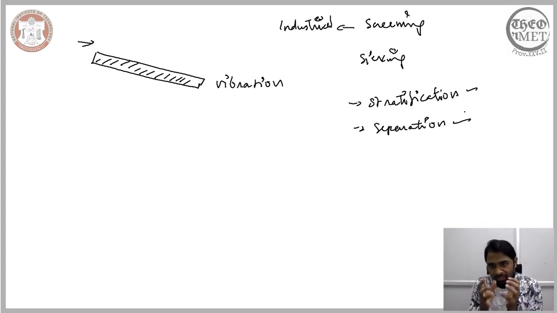So only when all the particles have a chance to interact with the screen, the separation is possible. If there are some particles that do not interact with the screen, then there is no separation possible. What I mean by interacting with the screen is that all the particles should, at some point, reach the surface of the screen, that is, they should reach the aperture, the opening.